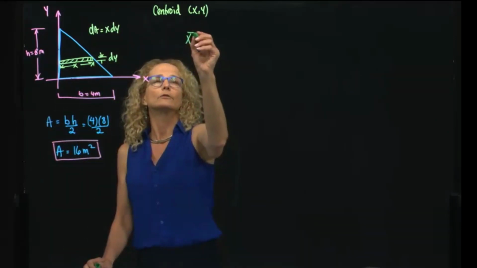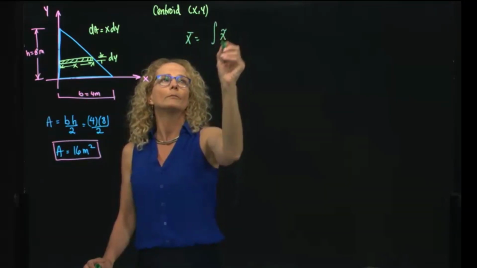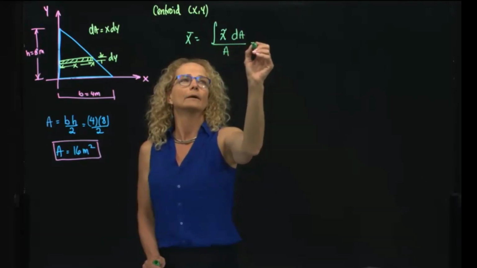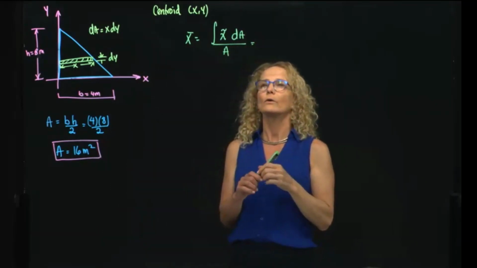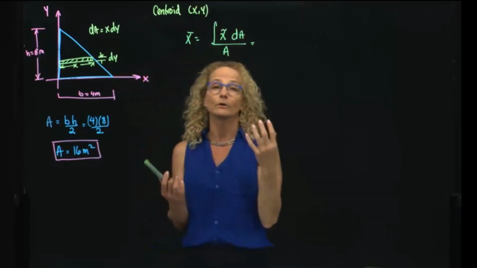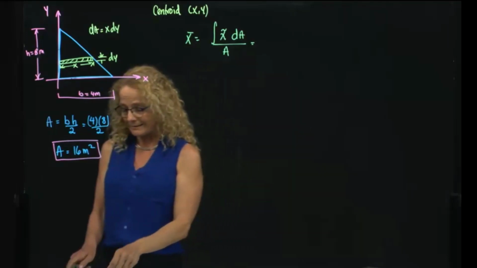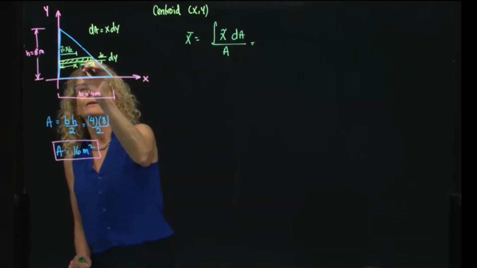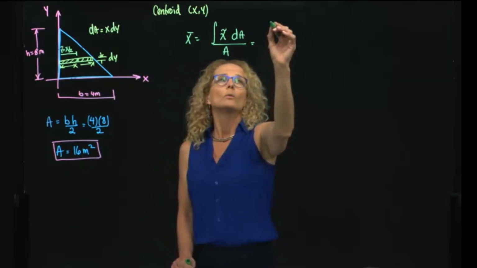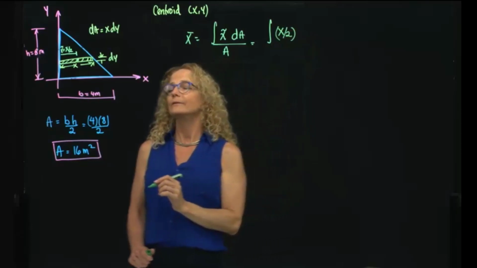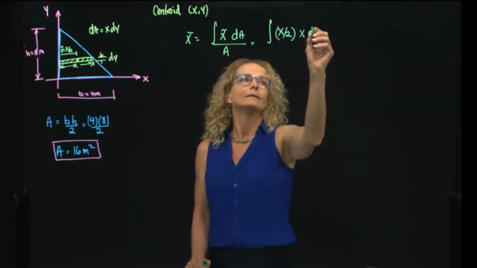The centroid will be the centroid of my differential of area, times the differential area, divided by the total area. And as you see, we need to find the centroid of the area that we are using to integrate. In this case, the centroid of that area is located at x over 2. So we have to use the centroid of the area, which will be x over 2, and my differential area will be x dy.